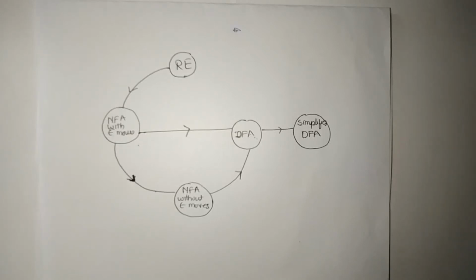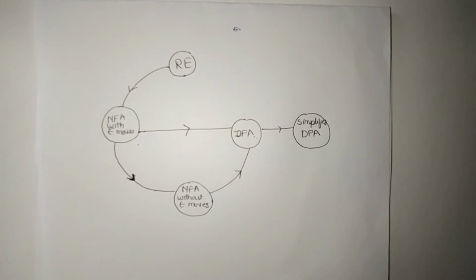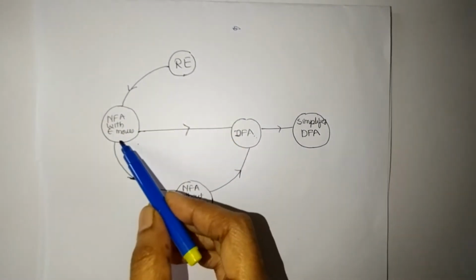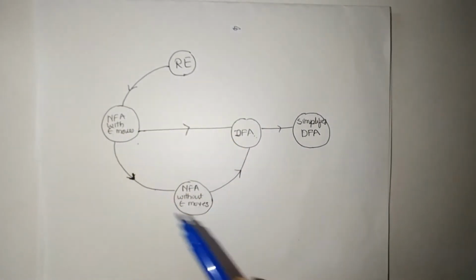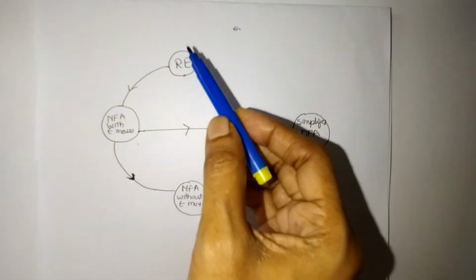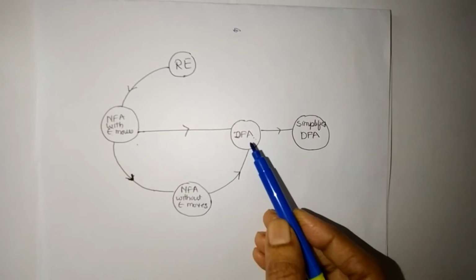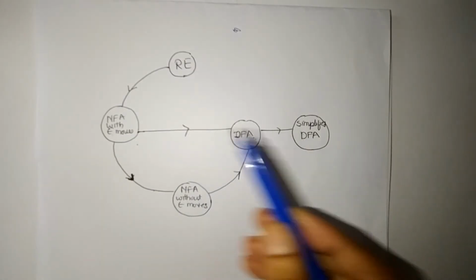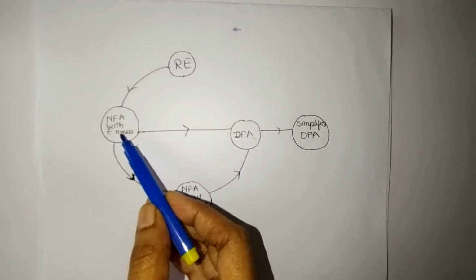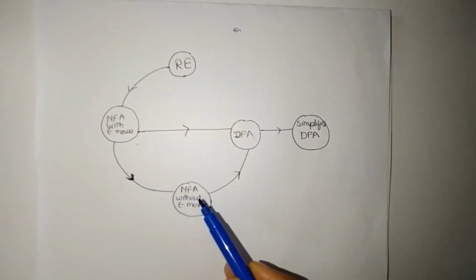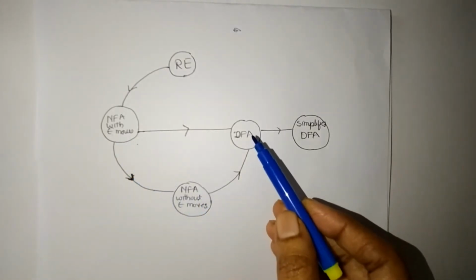In this lecture, we are going to learn how to construct a DFA. In the exam, they will ask you to construct a DFA from a given RE, or from an NFA with epsilon moves, or an NFA without epsilon moves. If the RE is given, you have to convert it into an NFA with epsilon moves first, then to a DFA, and then simplify it. If an NFA with epsilon moves is given, you can convert it directly into a DFA, or first convert it into an NFA without epsilon moves and then to a DFA.